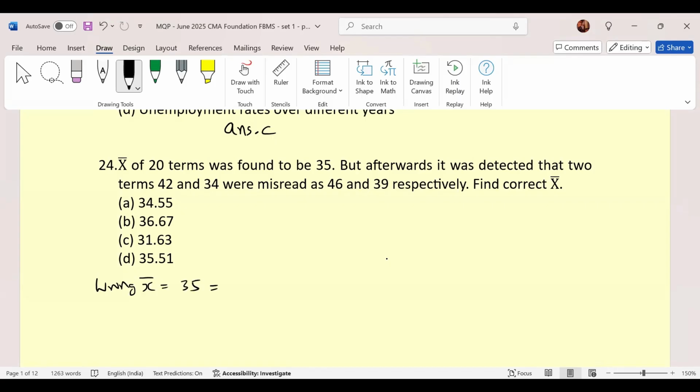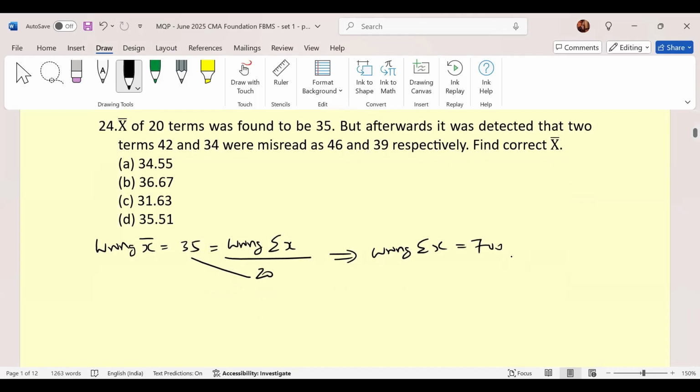X bar formula is summation x by n. Since it is wrong, it will be wrong sum x by n. N is given as 20. So which means our wrong summation of x is 700. Now here if we note, they say 42 and 34 were misread as 46 and 39, which means correct observations, COs, are 42 and 34. And the wrong observations are 46 and 39.